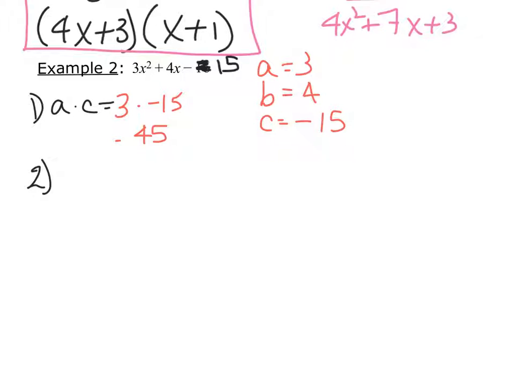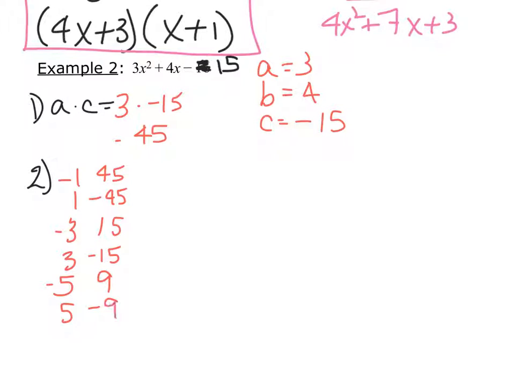Okay. So negative 45, that's negative 1 and 45. 1 and negative 45. Does 2 go into 45? No. Does 3 go into 45? Probably. How many times? 15. Oh, because that's what we had, right? So negative 3 times 15. 3 times negative 15. Does 4 go into 45? No. Does 5 go into 45? Negative 5 goes into 45 9 times. 5. Negative 9. Like, do we have to do this every time?